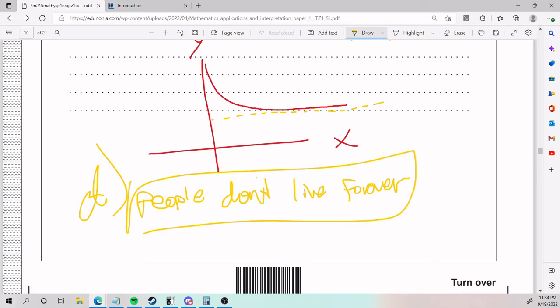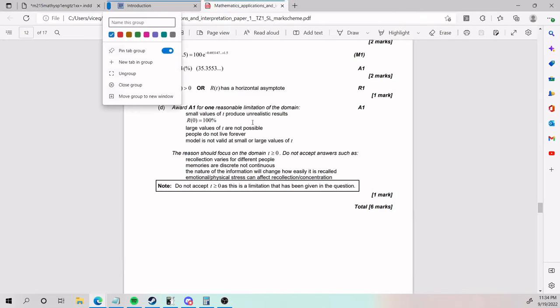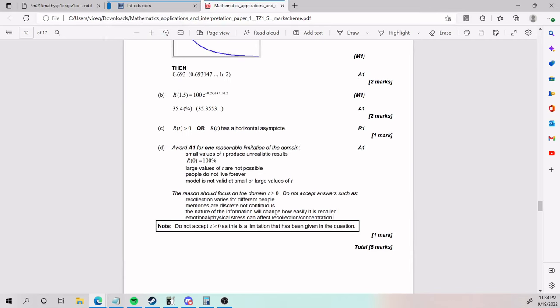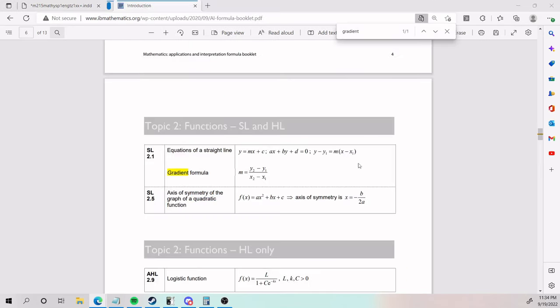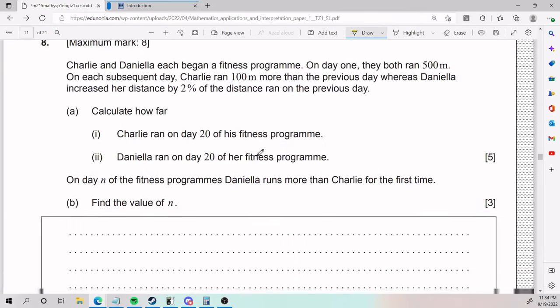I'd rather just have you think and then show you the answer key. But also, large values of t are not possible anyway because people don't live forever. Someone might die halfway. The answer key has it like this. You can pause and take a moment. There are so many different approaches. I think you figured it out. But yeah, that is about it. So, let's move on. Number 8.